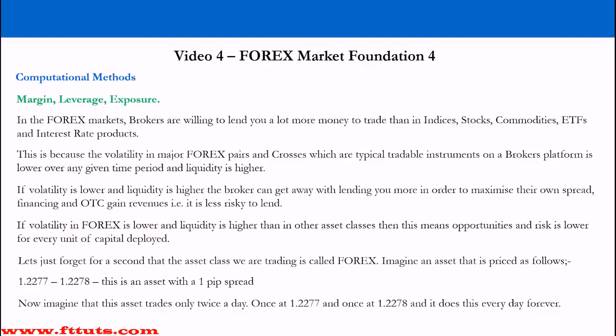So the asset is priced at 1.2277 to 1.2278, meaning you can sell at 1.2277 and buy at 1.2278. Let's say this asset's pip value is 0.0001, so it's got a 1 pip spread. And imagine that this asset just trades only twice a day. It trades on the bid at 1.2277, and it trades on the offer at 1.2278. And it does this every day forever.